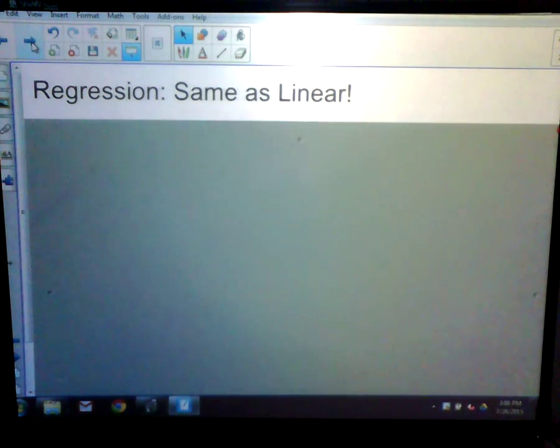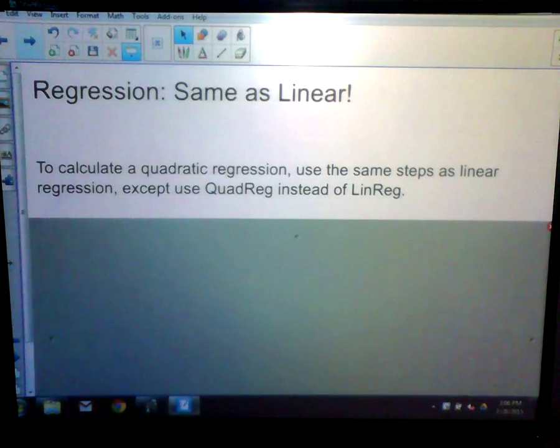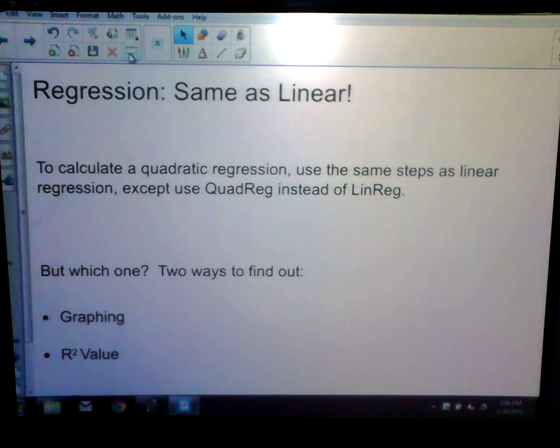How about regression? It's the same as linear regression, like we did with the bungee lab. We're going to use quadreg though instead of linreg. But which one? Would we use linreg or quadreg? Is our graph linear or quadratic? There's two ways to find out. We can graph it or we can look at the r-square value.